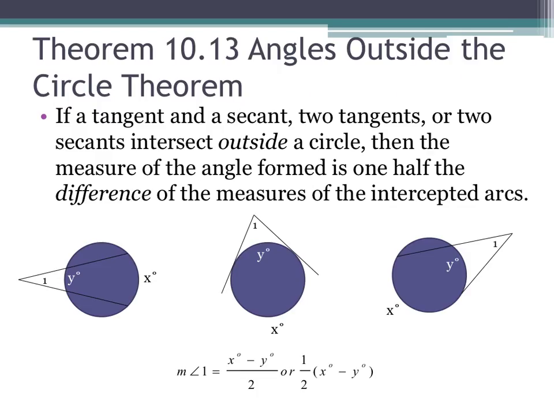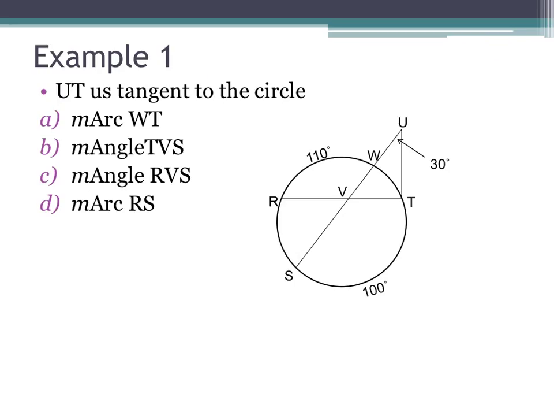And then this one, which is either 2 secants, 2 tangents, or a secant and a tangent, for these that meet outside the circle, we would say the big arc minus the little arc divided by 2, or big arc minus the little arc times 1/2. This is where we left off.